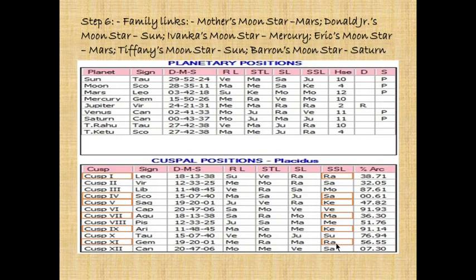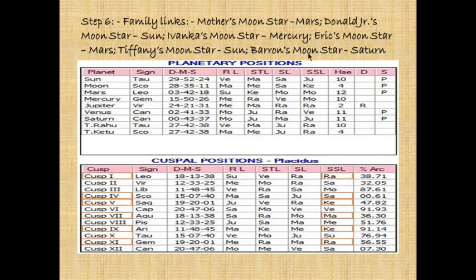Her moon star is Sun, and Rahu is in the ninth or 11th sub-sublord. That's the fourth descendant, which is 11th. So Rahu must make a link with the Sun. Rahu and Sun are both in the same star of Mars. So Rahu makes a link with Sun.